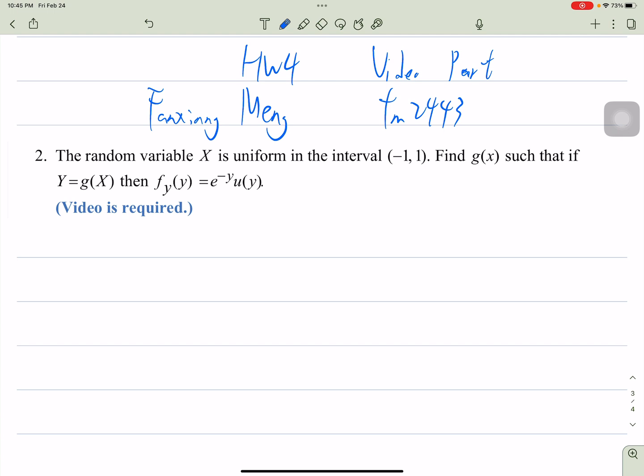Here I'm going to introduce how to deal with problem 2. This question shows that the random variable capital X is uniform in the interval from -1 to 1, and find g(x) such that if capital Y equals g(X), then f_Y(y) equals e to the power of negative y times u(y).